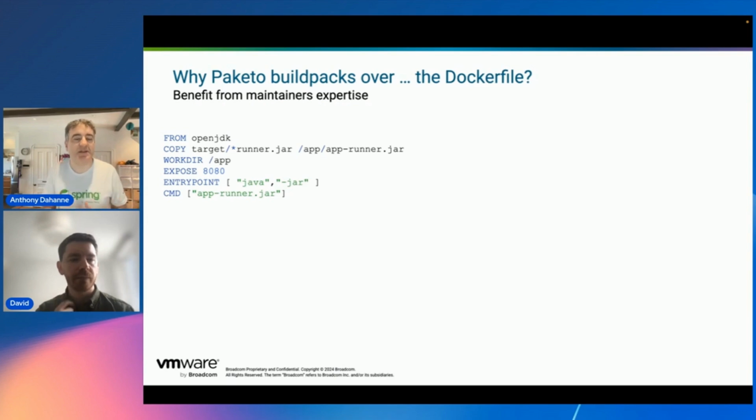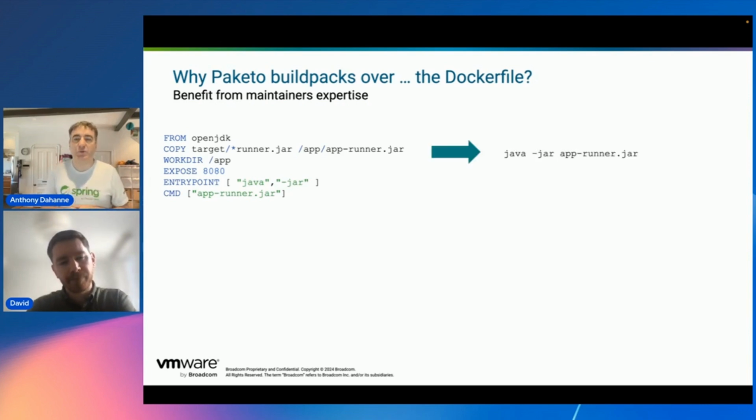Then we set some metadata, work dir, and also the port that will be interesting to listen to. Then we have a combination of an entry point, java -jar, and a command that's going to, basically, when you're going to run this container image, just do java -jar and then the jar name, right? So this is what was expected.